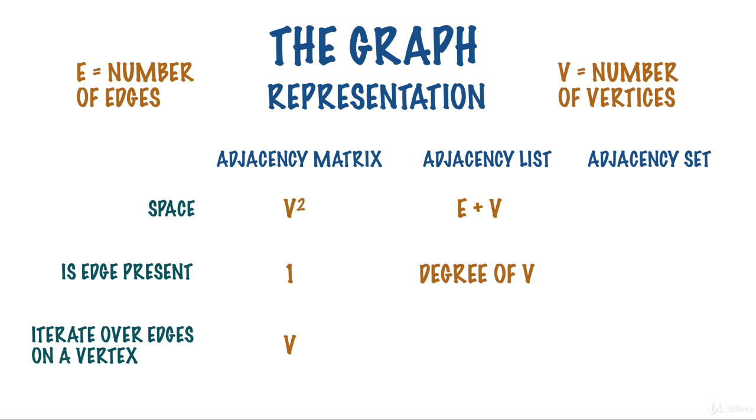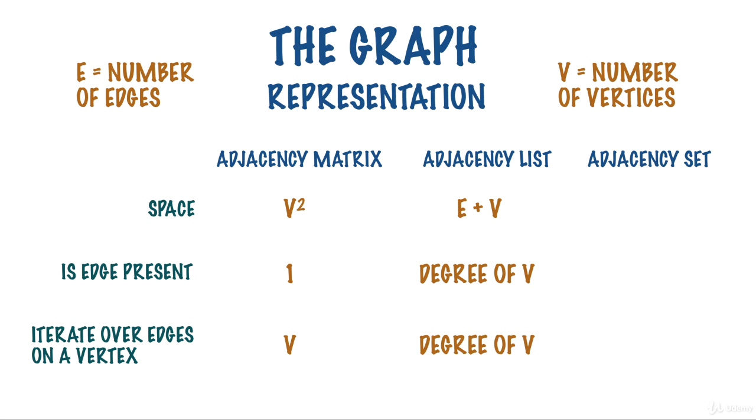If we had to check whether an edge is present between vertices V1 and V2, the time complexity of this operation is order of degree of V, where degree of V is the number of edges incident on V, or the number of edges that V connects to. This is because we'd have to iterate through all the vertices on the adjacency list, going through it one by one and checking whether V2 is present in the adjacency list of V1. That is why the complexity is order of degree of V.